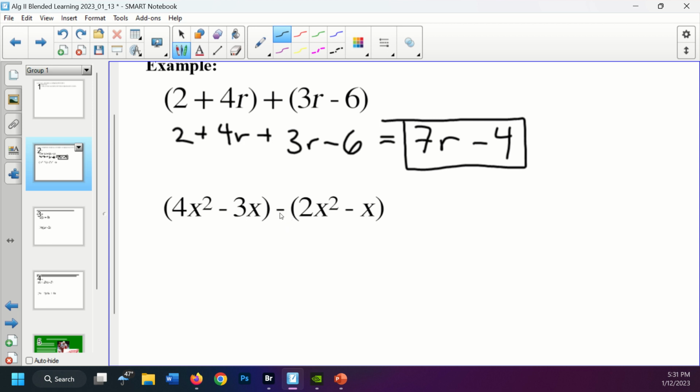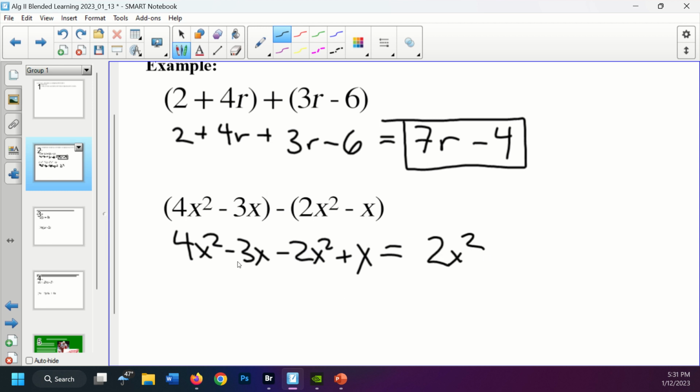Now, when you have a subtraction sign, you're going to do something similar, except when we get rid of these parentheses, we're going to distribute the negative. So I have 4x squared minus 3x, and then minus 2x squared, and then when I distribute that, not only does this 2x squared get my negative, I also distribute it to the negative x here, and it becomes positive x. And then I'm just going to collect my like terms. 4x squared minus 2x squared is 2x squared. And then negative 3x plus x will be negative 2x. Put a box around that and be done.